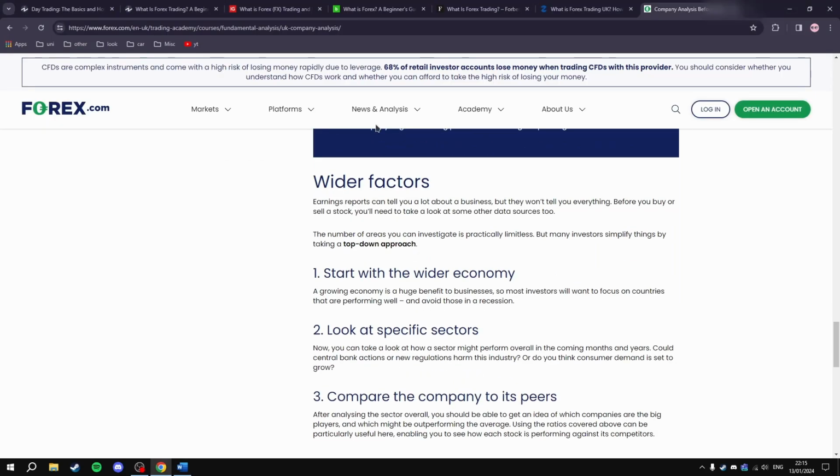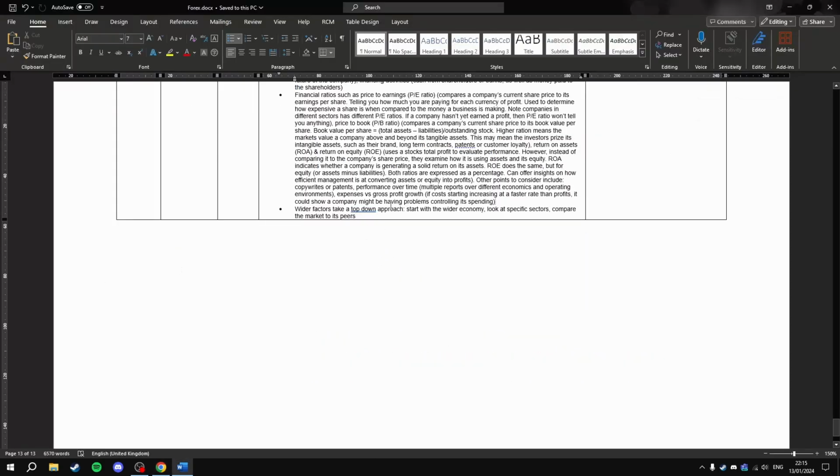Wider factors. Earnings reports can tell you a lot about a business, but they won't tell you everything. Before you buy or sell stock, you need to take a look at some other data sources too. The number of areas you can investigate is practically limitless, but many investors simplify things by taking a top-down approach. So we've done that here.